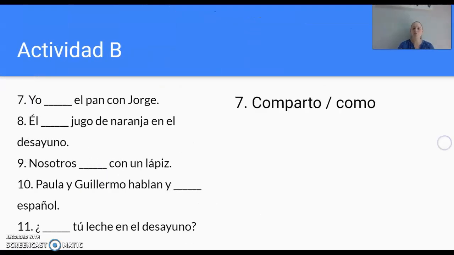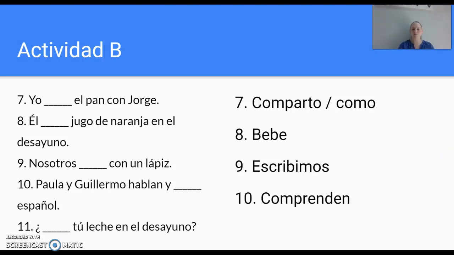Number 7, again, you should have comparto or como. I share bread with Jorge or I eat bread with Jorge. Él bebe el jugo de naranja en el desayuno. He drinks orange juice for breakfast. Nosotros escribimos con un lápiz. We write with a pencil. Paula y Guillermo hablan y comprenden el español. They speak and understand Spanish. And bebes tu leche en el desayuno. Okay. You drink milk for breakfast.